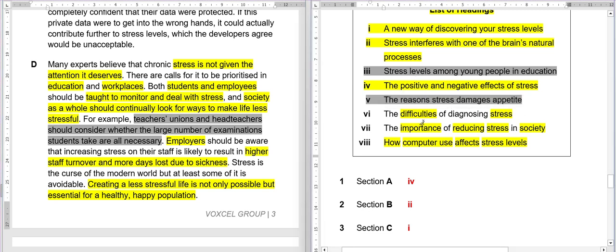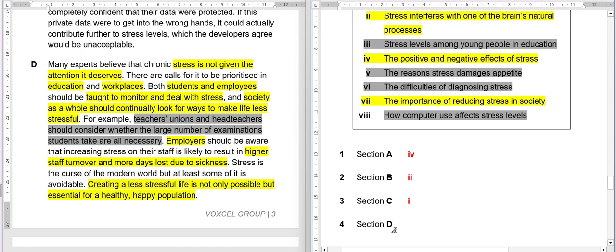The difficulties of diagnosing stress in society. Can it be the answer? There is no mention of difficulties in diagnosing stress as well. So we have only two options left, either 7 or 8. Seven, the importance of reducing stress in society, or how computer use affects. There is obviously no mention of how computer use affects. So the answer to this question is option number 7.